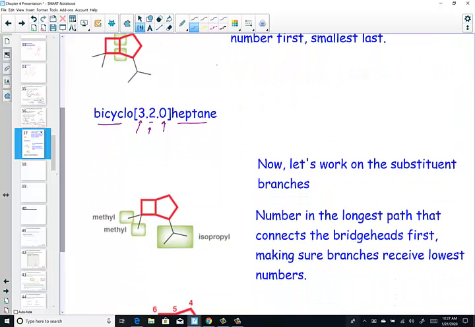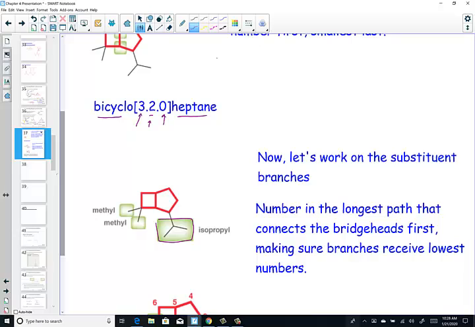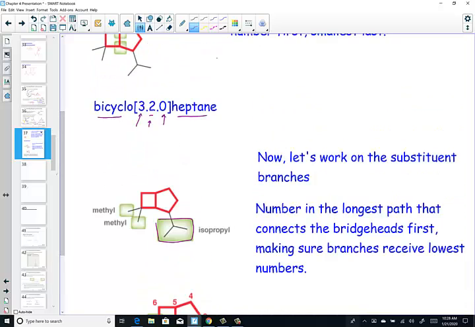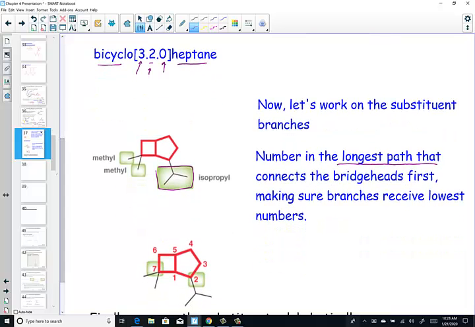This is an example that has some substituent branches as well, so that will become part of the name. So I see that I have an isopropyl branch coming off of the cyclopentane fused ring, and I have 2 methyl branches coming off of the cyclobutane fused ring. We want to work on naming the branches and now finding the number in the longest path that connects the bridgeheads first, making sure branches receive the lowest number possible. Number in the longest path that connects the bridgeheads. That longest path would be between carbon 5 and 1. A moment ago we called it 1 and 5.